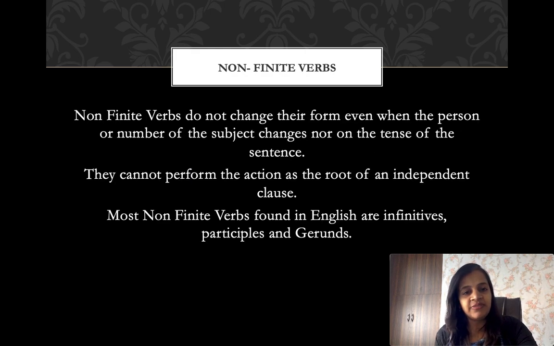Non-finite verbs. Non-finite verbs do not change their form even when the person or number of the subject changes, nor on the tense of the sentence. अब non-finite verbs जो हैं, they do not change their form. वो अपनी form जो है उसको change नहीं करते person या number के according, subject के according वो अपनी form को change नहीं करते, ना ही tense के according. They cannot perform the action as the root of an independent clause. वो independent clause की root की तरह function नहीं करते.